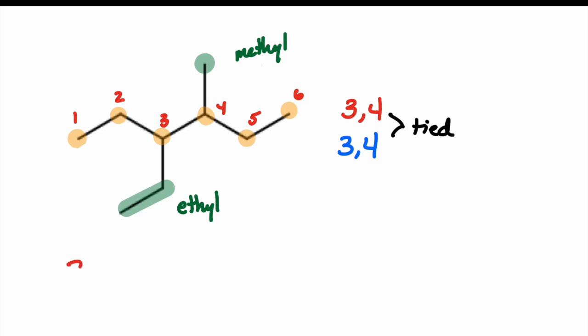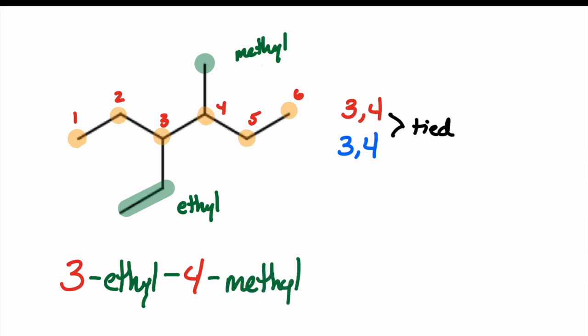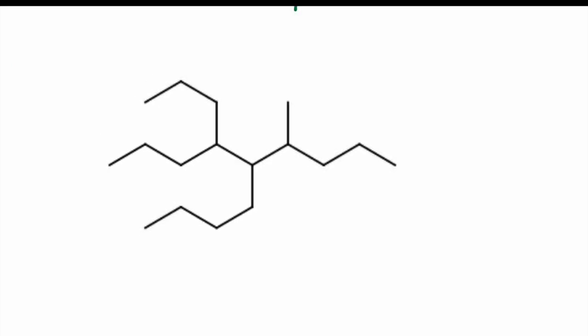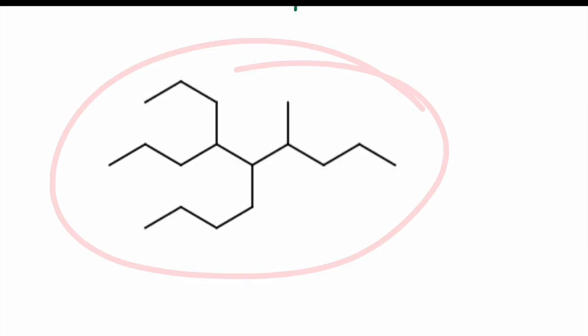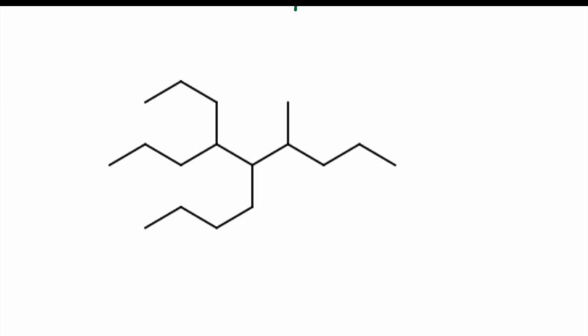So this would be 3-ethyl, 4-methyl, and then my parent chain, that hexane. All right, so then everybody pause the video, take a second, do this last one for me here, this last example.